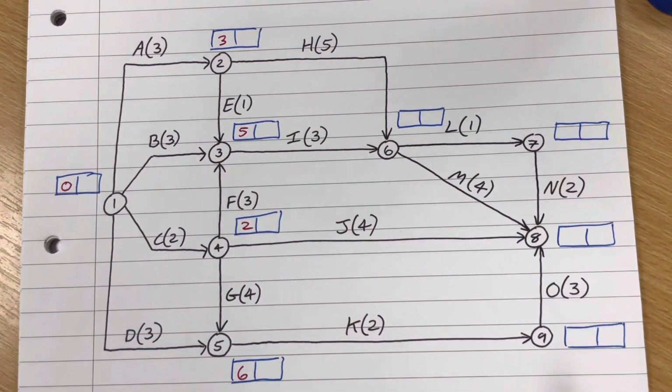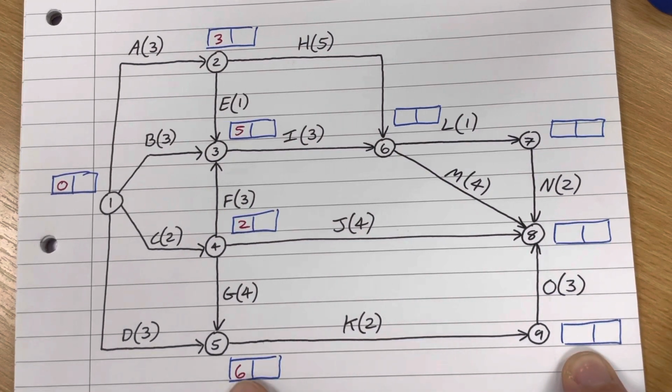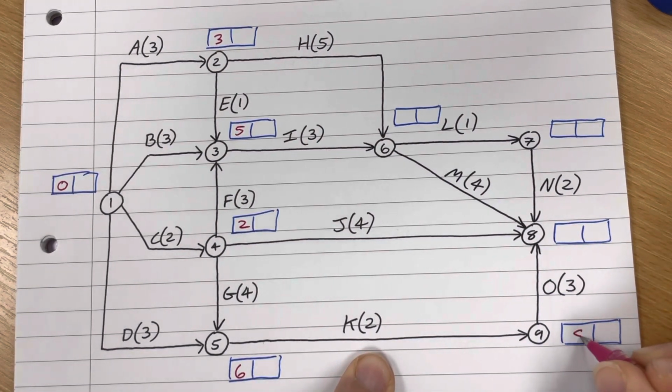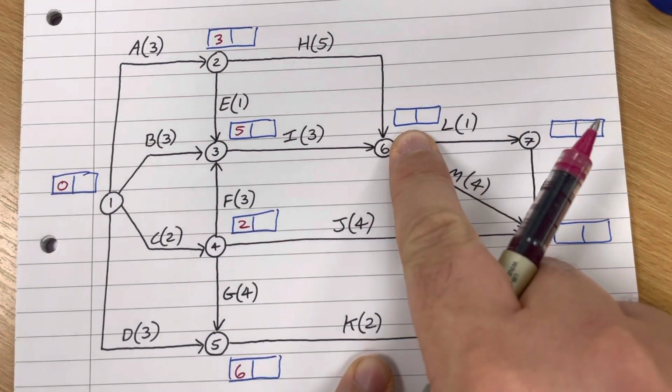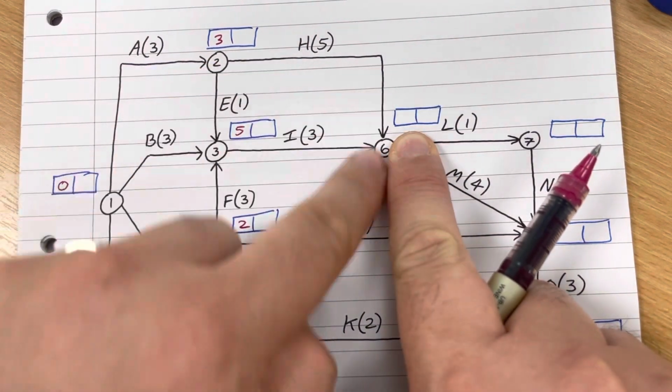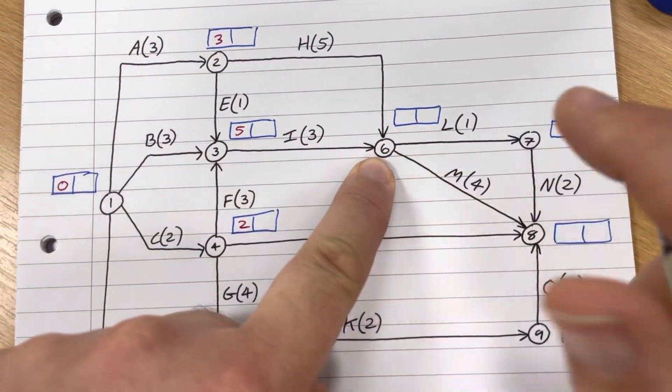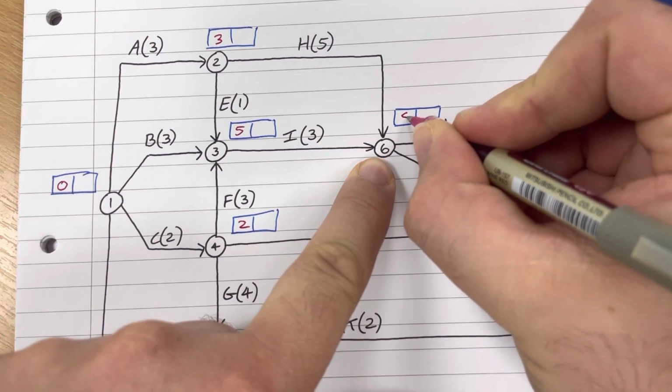So on the way forward, we take the biggest number. This one down here has only got one input, so 6 plus 2 is 8. This one here, we've got 2 inputs. We've got 3 plus 5 is 8, or 5 plus 3 is 8. So we're going to get 8 there.